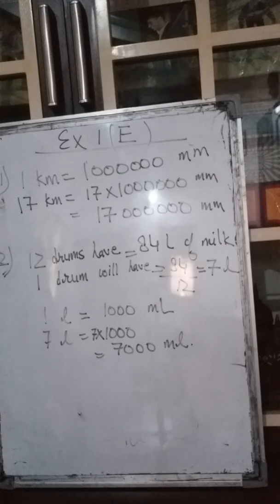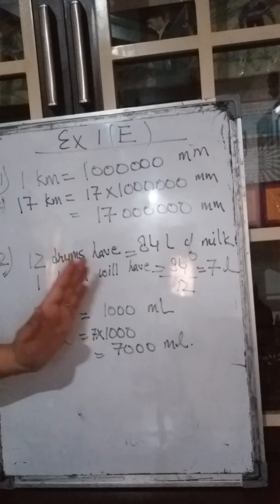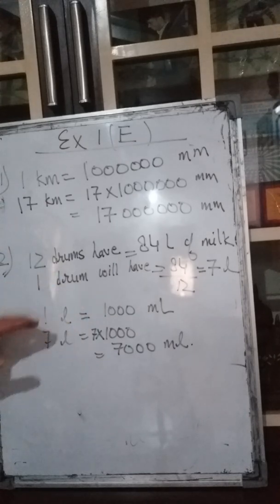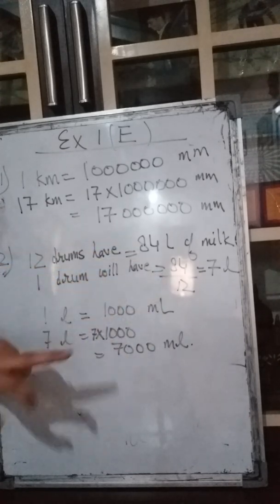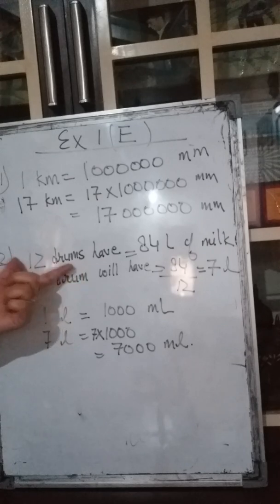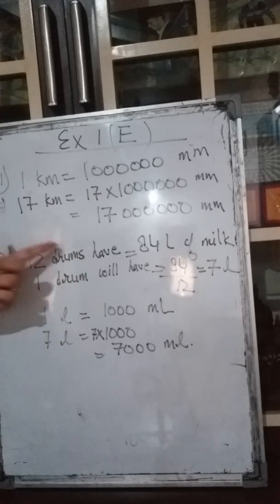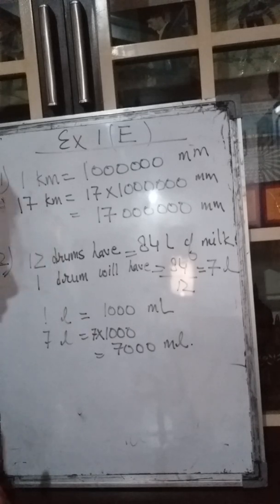Okay, the word problems. So you will have to write the statements. You cannot simply write 84 divided by 12 and then you multiply by that. You have to write the full statements as I am writing here. 12 drums have like this. Is that clear?